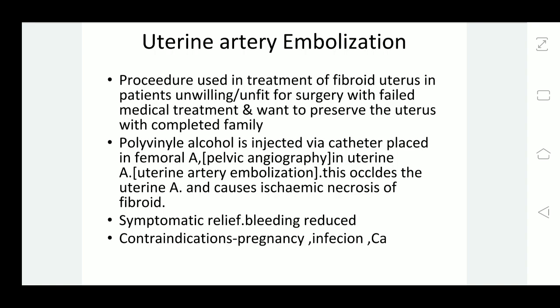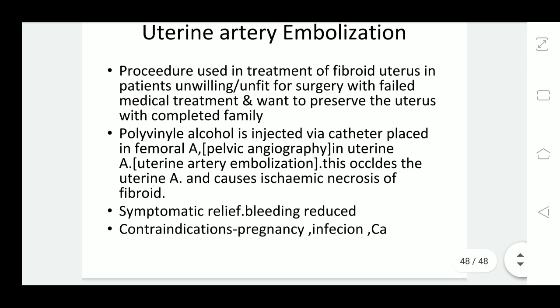Initially pelvic angiography is done and the catheter is passed through femoral artery and it is taken up to uterine artery. And once there, polyvinyl alcohol is injected through this uterine artery and it occludes the uterine artery. Thus, it will cause ischemic necrosis of fibroid. And this gives a symptomatic relief to the patient. Bleeding is reduced and pain is reduced. Contraindication for uterine artery embolization is pregnancy, infection, and malignancy.